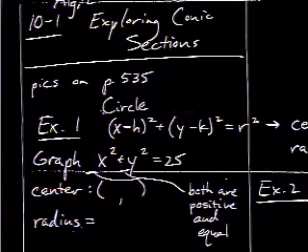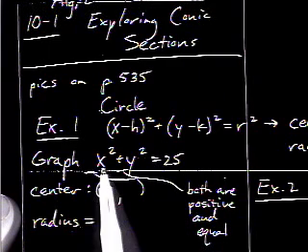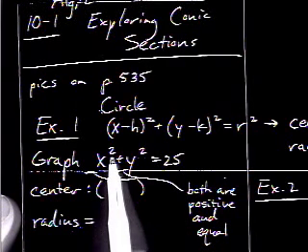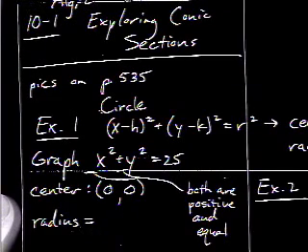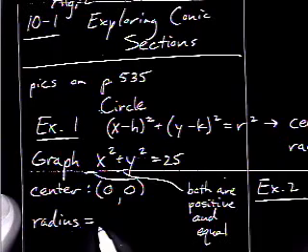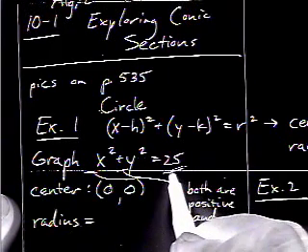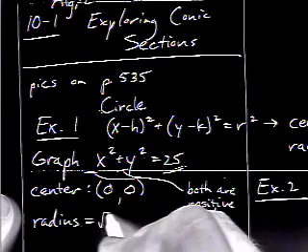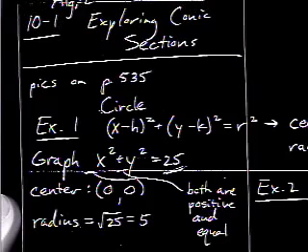Now, what's the center of this? Well, you notice that there's no h and k. There's nothing being subtracted or added before it gets squared. So what does that mean about h and k? That means they must both be zeros. So the center of this circle is right at the origin, 0, 0. Now the radius is sitting over here. No, it's not 25. That's the square of the radius. So we want the square root of 25, which we know is 5.